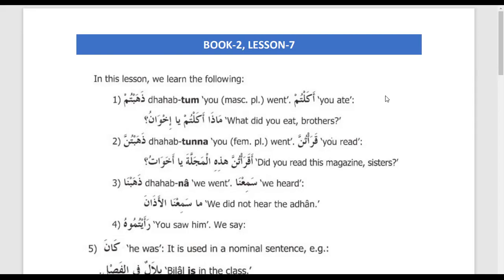You see, for the second person, it's very simple. We have ta in every one of the forms of the verb. There are 6 forms of the verb, and today we are focusing only on the plural form. So tum is for the plural masculine, and tunna is for the feminine. Especially for the feminine, it's easier to remember because it ends with noon with tashdid. So dhahabtum and dhahabtunna.